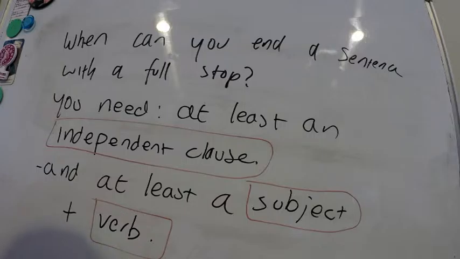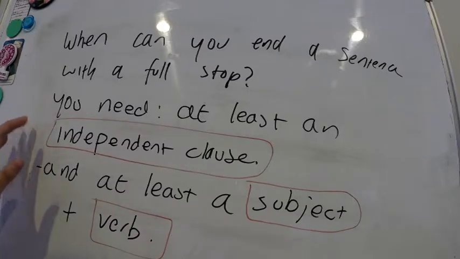Now, the main point is this. Not every sentence is so easy to figure out where to put your full stop. So you could say, he went to the shop. That's an easy one, you just put a full stop at the end of that. But once you start introducing dependent clauses and making more complex sentences, it can sometimes be difficult.